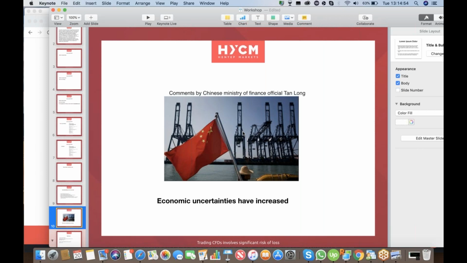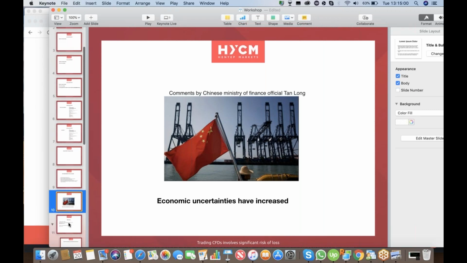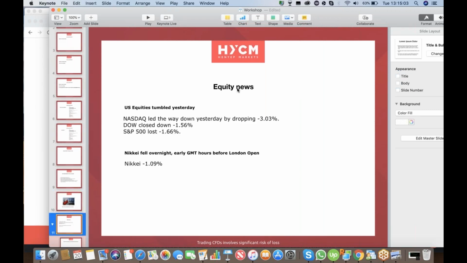Consequently, you can see that this is starting to look quite bearish for the Australian dollar. And on top of this, we had some equity news. Now, this has been an important part of understanding what's been going on recently.